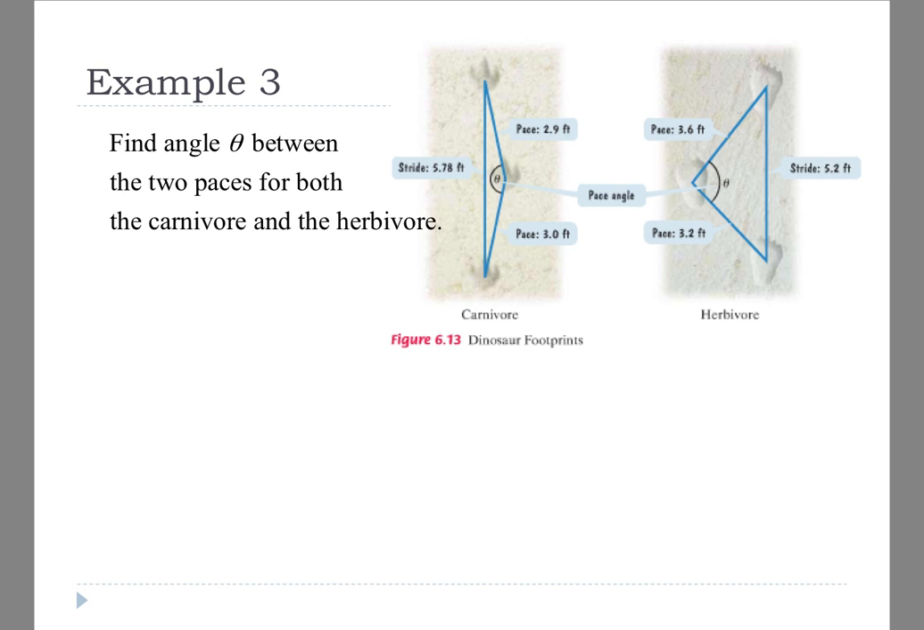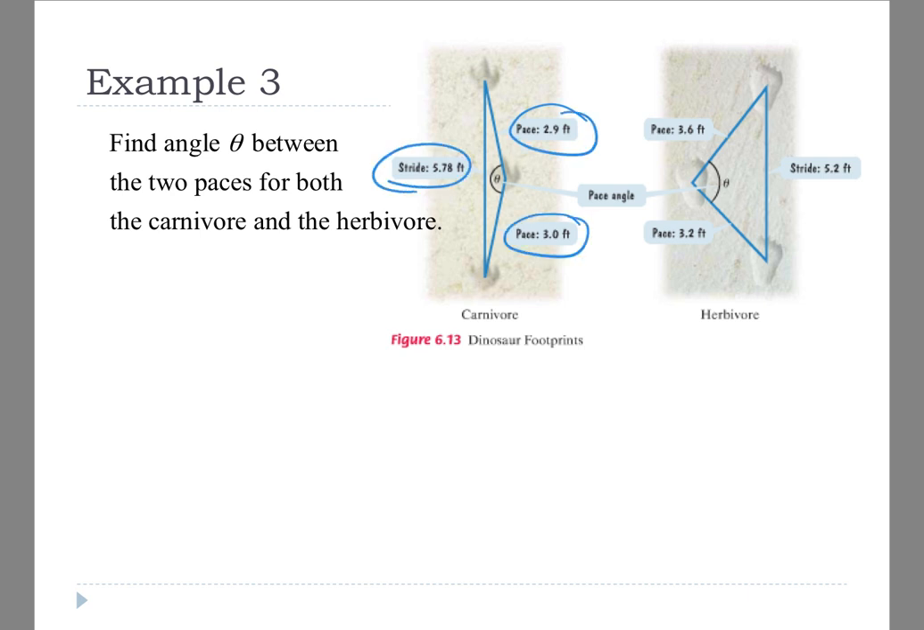All right, this one, like I said, I think that the word problems for cosine are a little bit easier because it's more obvious what you have. It's either going to be side angle side or all three sides. So this one says find theta between two paces for both the carnivore and the herbivore. On the left-hand side, it already gives you the diagram. This would be side side side because I have all three sides.